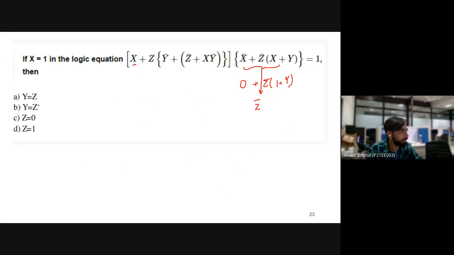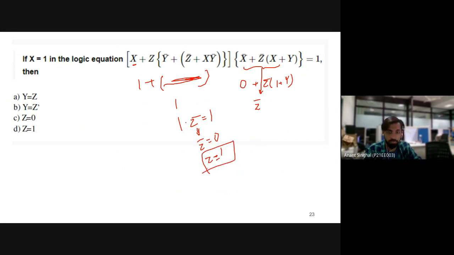And this says y x plus, okay, so x is 1 and 1 plus anything, whatever it is written, we don't need to check it. 1 plus anything will be 1 only. So if we solve it, then this will be 1 into z bar is 1. So it will always be 1 when this z bar will be 0 or z will be 1. I hope you get this. Yeah, so the z will be 1. This is a basic question.